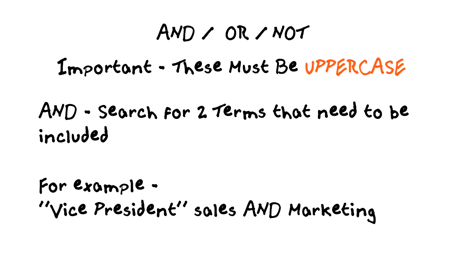Now, getting into these modifiers AND, OR, and NOT, it's important. These all have to be in uppercase. So AND is when you're searching for 2 terms that need to be included. So for example, if I go vice president sales AND marketing, I want it to be looking for someone who's specifically vice president sales and marketing, not someone who's vice president sales, vice president marketing. I want to have vice president sales and marketing.